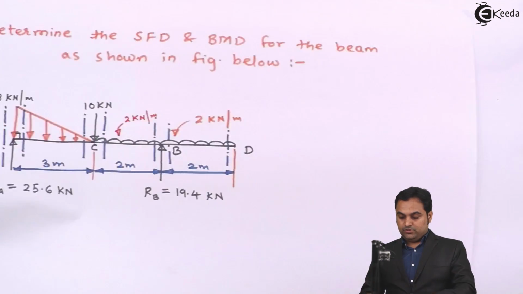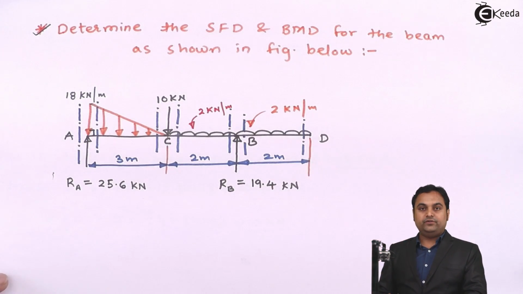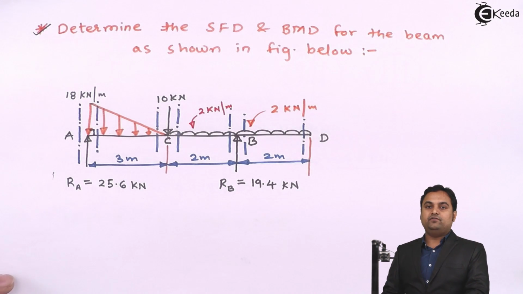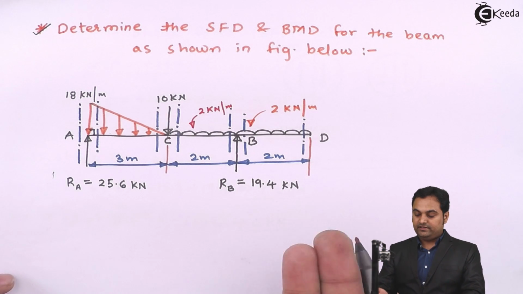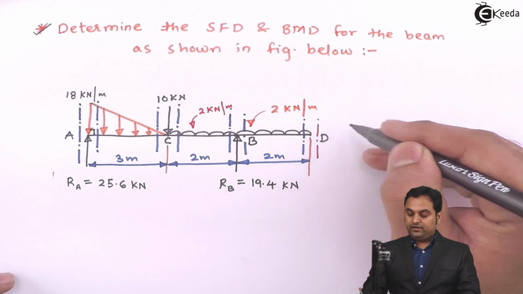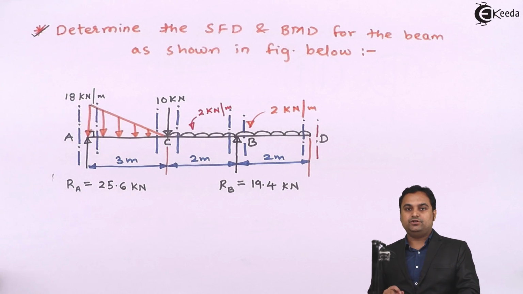Here this overhanging portion B to D has free end D where no load is there. If suppose there would have been any other load, then the value of SF would have been there, otherwise it is not there as we see here. And even if I take the section on the right hand side of D, there are no forces on the right hand side, so shear force at D is equal to 0.